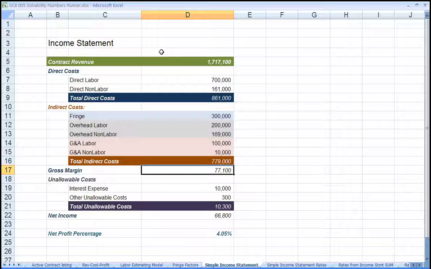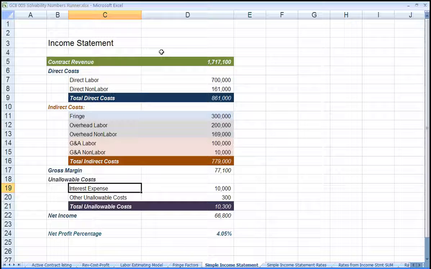The last group of costs on the income statement are listed as unallowable costs. This doesn't mean we're allowed to spend this money. It just means that when we create proposals for government work, these costs should not be included when calculating the bid rates.